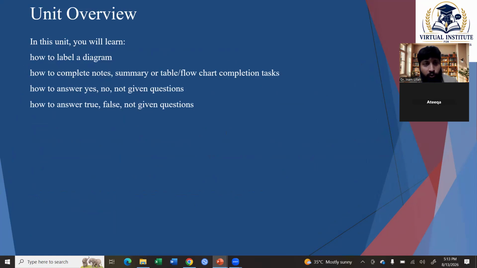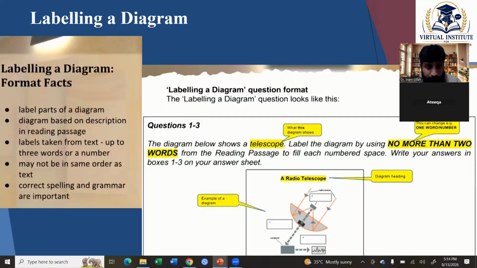So in this unit, you will learn how to label a diagram. You will also learn how to complete notes, summary, table or flowchart completion tasks. You will also learn how to answer yes, no, not given questions, or how to answer true, false, and not given questions, right? So these are further types of questions that you may get in your IELTS reading sections. So these are the questions that we are going to discuss today.